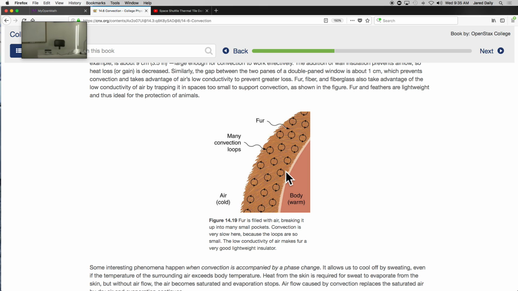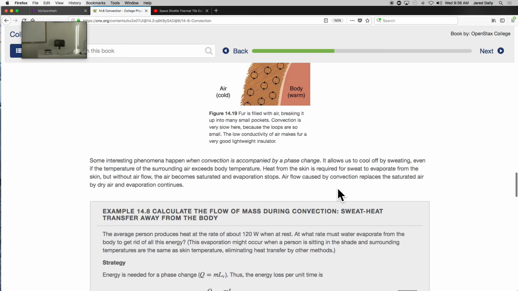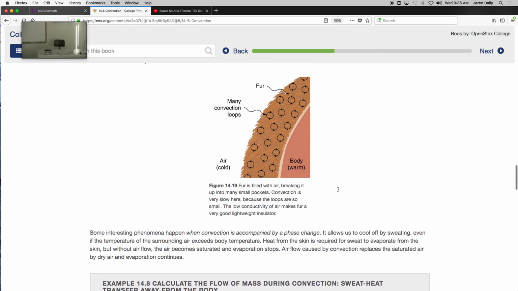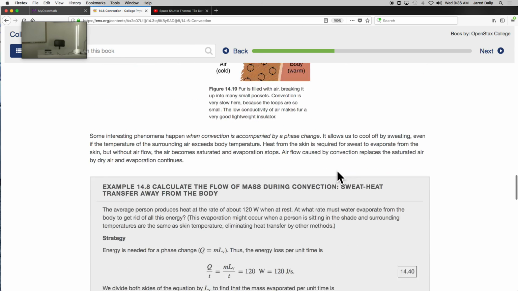And the reason that we get goosebumps is to stand this hair up to make it a thicker barrier when it's cold, right? That is the purpose of the goosebumps, to create that barrier against convective cooling. We'll come back to that in a minute.